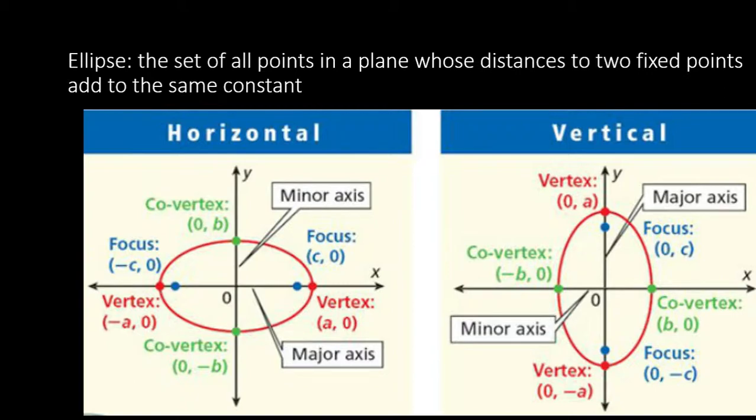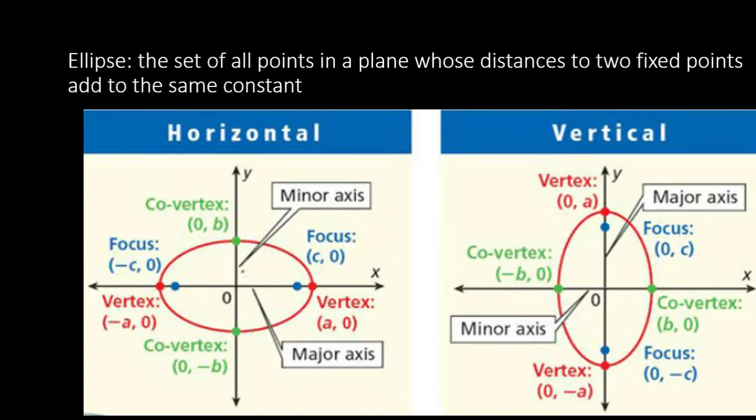Alright, so an ellipse is the set of all points in a plane whose distances to two fixed points add to the same constant. Notice how much more sophisticated and complicated this definition is compared to a circle, and that's because circles are perfectly symmetrical. So it's easy for us to just define a center and a radius and draw a circle, because we know that if we just measure the length of the radius all the way around that center point, we'll draw a circle. And in the case of an ellipse, not so simple.